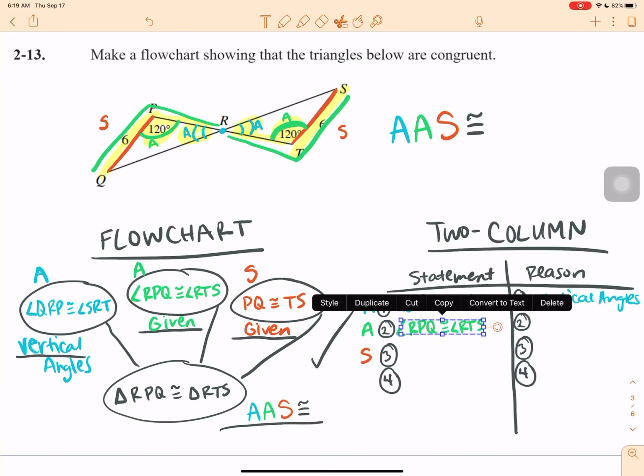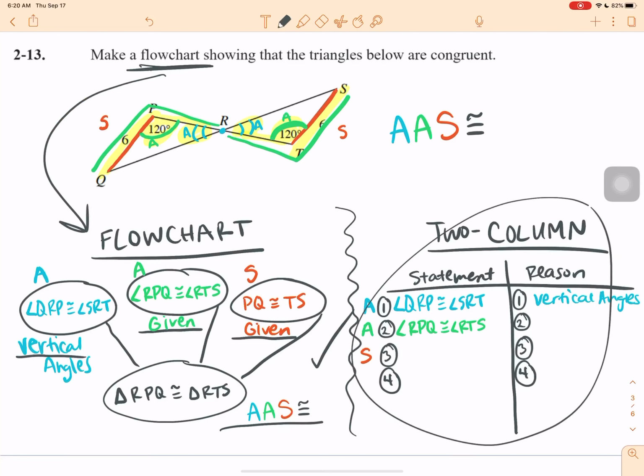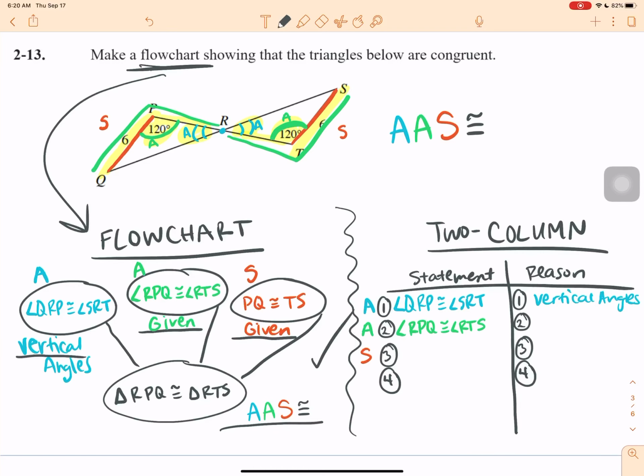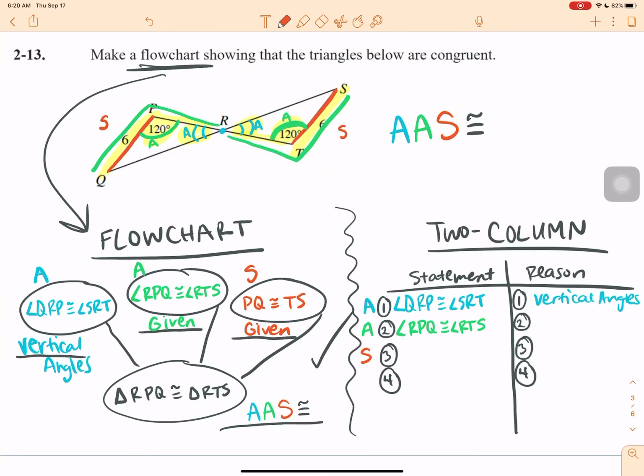And you guys do not always have to do two different looking proofs, but I just want to show you guys both of them. So if a problem does not specify it, you can pick which one you like better. But if it says a flow chart, then I need to see these bubbles. Okay, if it says a 2-column proof, then I need to see this table, right? So you just have to read the directions carefully. Sometimes it'll just say, prove the 2 triangles congruent, and then you can use either one.